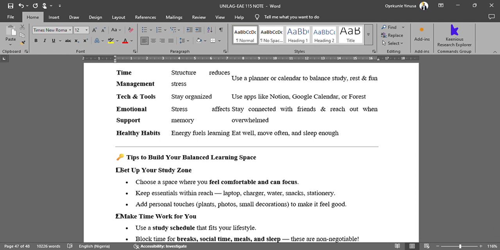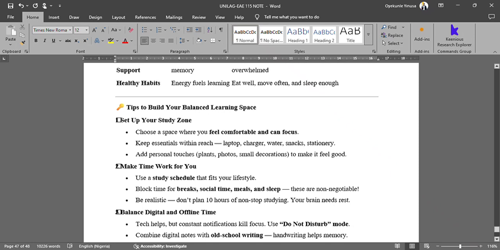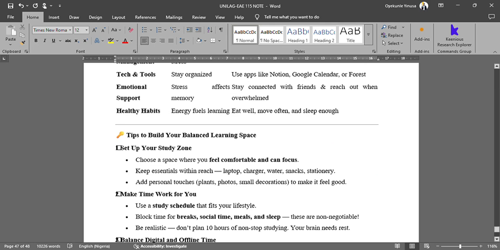So for emotional support, don't give yourself unnecessary emotional stress. It will affect your memory. So stay connected with friends, share your issues and reach out when overwhelmed. Healthy habits: you must maintain healthy habits. What this does is that it fuels your energy. You have more energy to do what you need to do to achieve your best. Eat well, move often, sleep enough, study well, and you'll be better off.